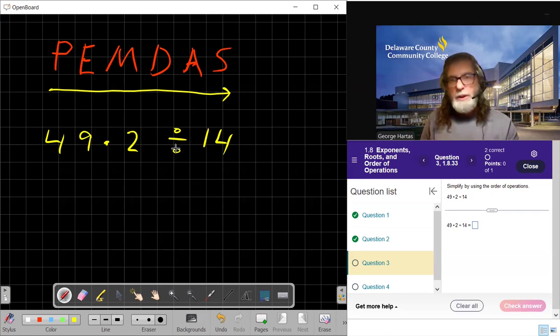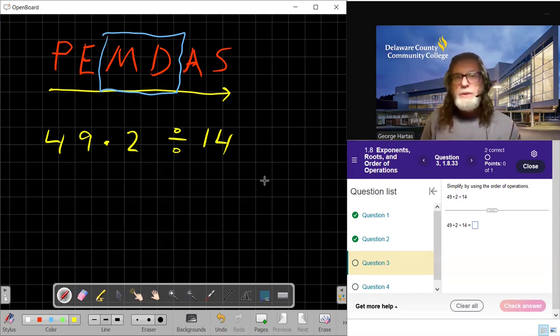We have multiplication and division. So P, do we have parentheses? No. Do we have any exponents? No. Do we have multiplication? Yes, we do. And we also have division. Now remember, this could be the tricky part. Whenever you have both multiplication and division, you go from left to right and you do whichever comes first. So because multiplication is first from left to right, we got to multiply first.